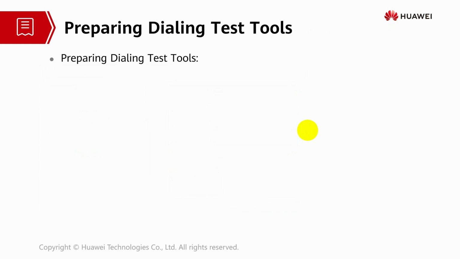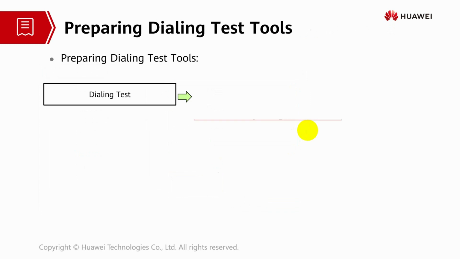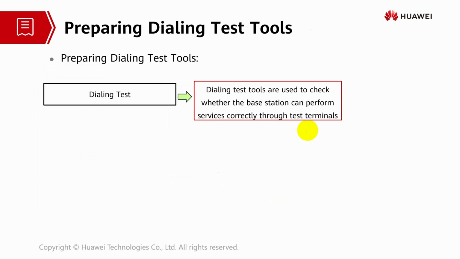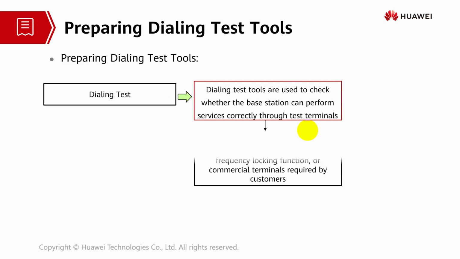Next, preparing dialing test tools. Dialing test is important once the commissioning is completed. It is used to check whether the base station can perform services or not through the test terminals, because we can't guarantee that after the commissioning services will be normal. Sometimes services can be impacted. So we have to find out the reason and fix it.